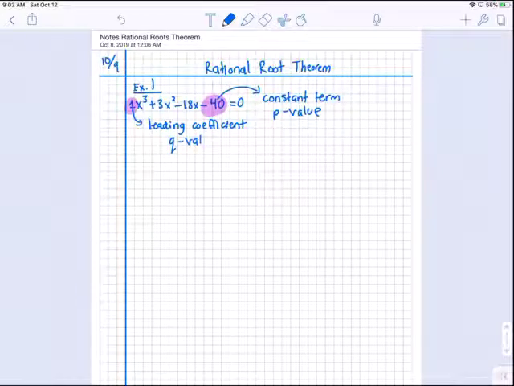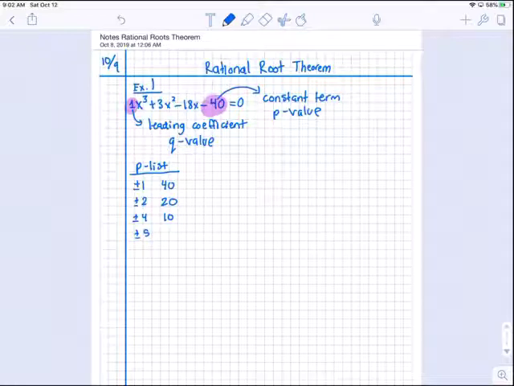The reason why we need to know the p-value and the q-value is because this will help us to find all our possible roots. So first we need to find a p-list, and the p-list is basically just the factors. So the factors of negative 40 are plus or minus 1 and 40, plus or minus 2 and 20, plus or minus 4 and 10, and plus or minus 5 and 8. So these are all the factors of negative 40.